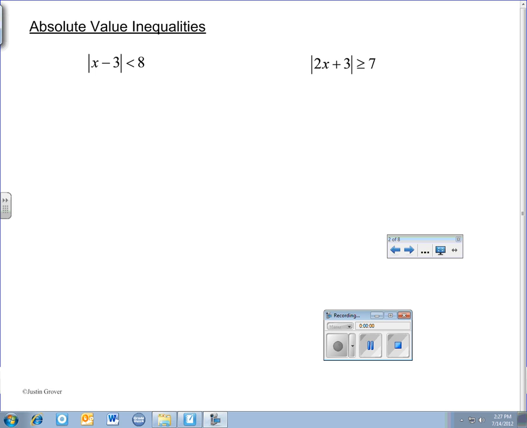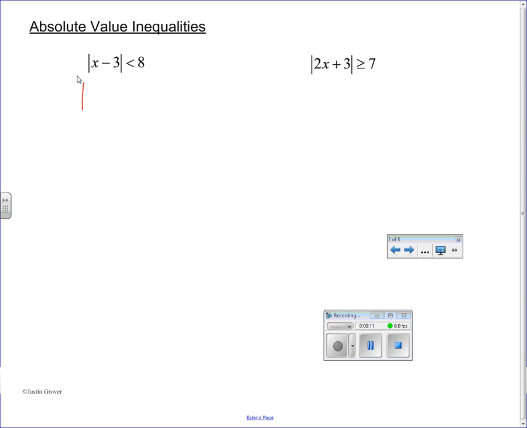Absolute value inequalities are a lot like absolute value equations, where you need to create two equations. For now, let's treat this as if it were an equal sign. So the absolute value of x minus 3 equals 8. We would create two equations, x minus 3 equals 8 and x minus 3 equals negative 8, and solve for x. Here we add 3, we'd get 11. Solve for x, we'd subtract 3 and get negative 5.